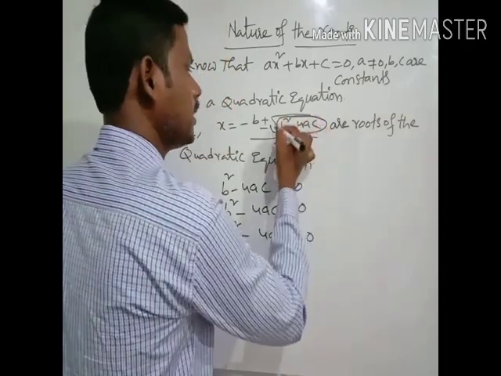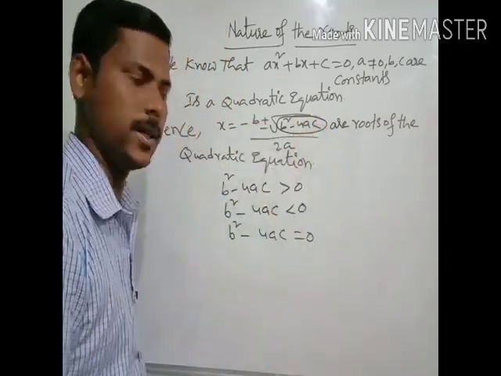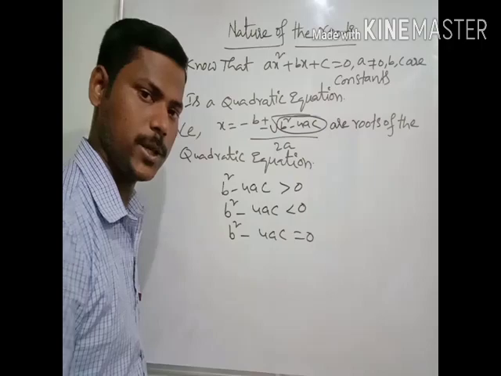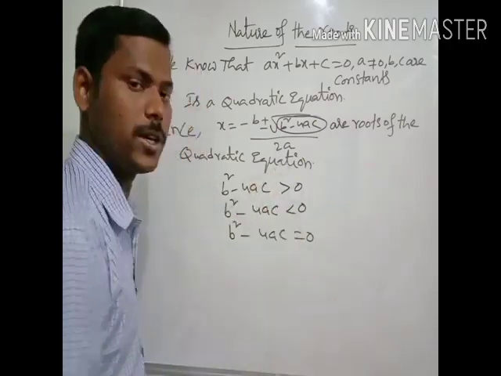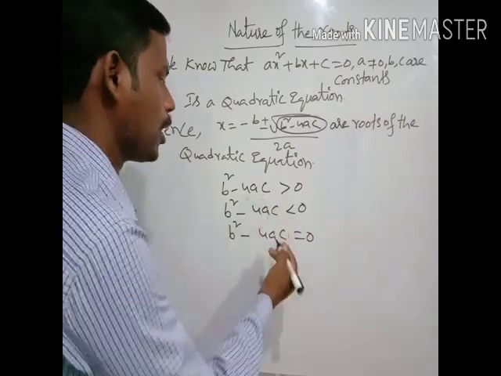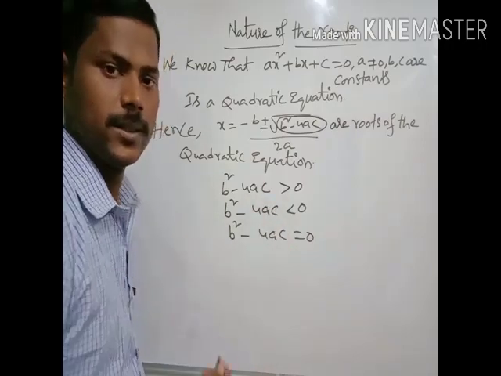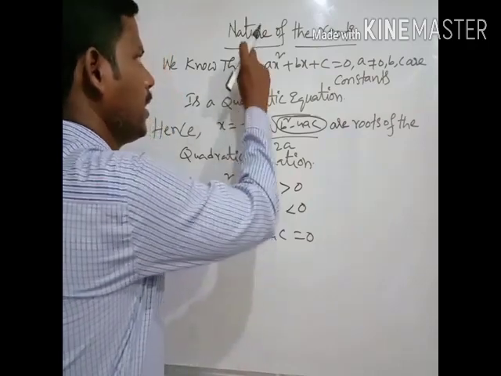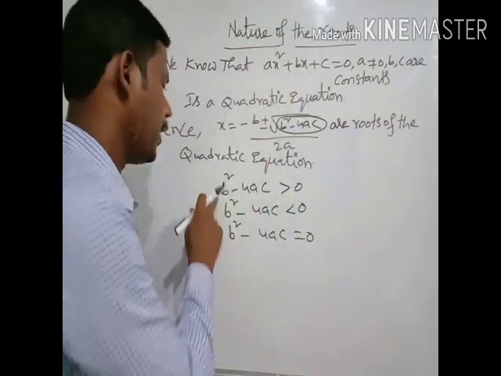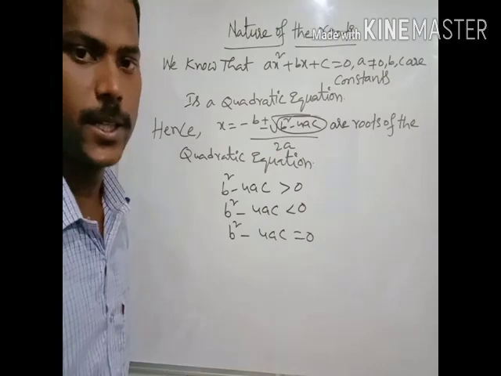That's why, let this total be taken as one number. The number may be greater than 0, less than 0, or equal to 0. So three possibilities are there. Okay children, now we can find the nature of the roots based on this constant.